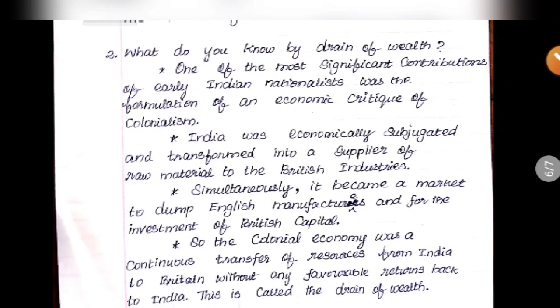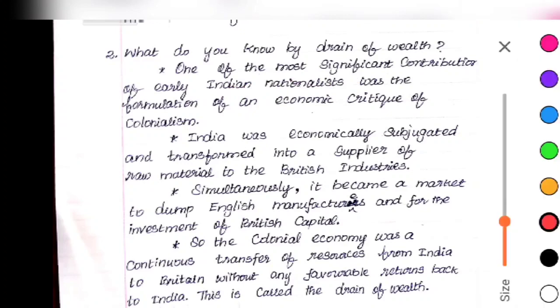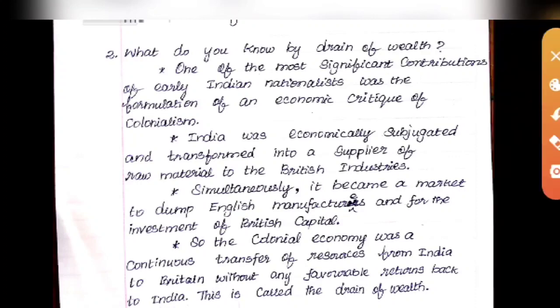Okay, the next doubt you asked about is the drain of wealth. What is the theme of this question? It is one of the most significant contributions of the early Indian nationalists. Here, early Indian nationalists identified the mistakes in the policy of the British. What was their policy? Colonialism. The early Indian nationalists criticized this colonial policy.